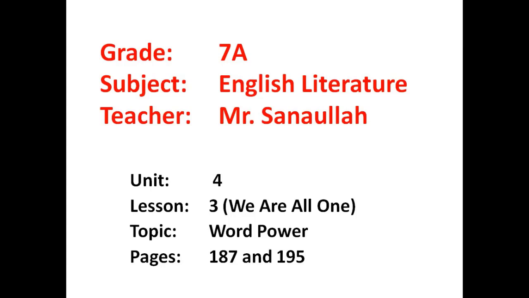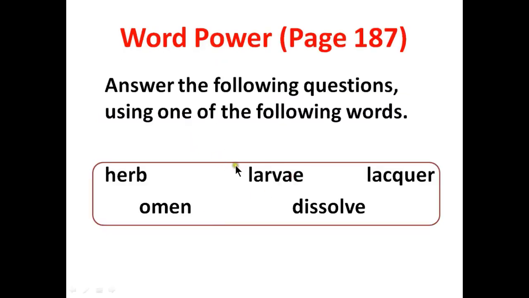Today we are going to do word power exercises on page number 187 and 195 for lesson number 3 of unit 4. The topic of the lesson is We Are All One. Now these are the 5 words. By using these 5 words, what will we do? I will tell you. You will answer the following question using one of the following words.